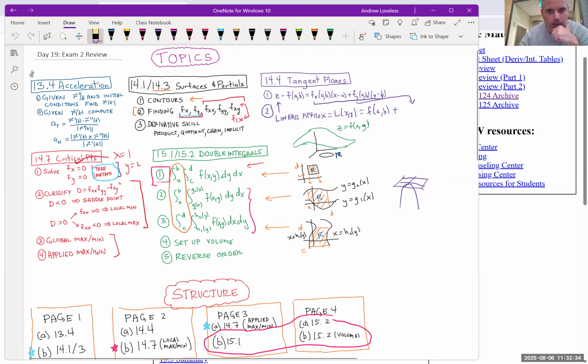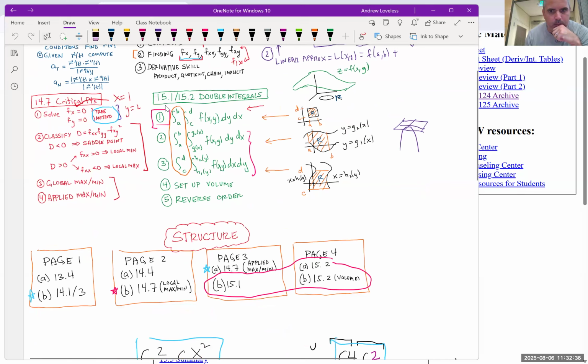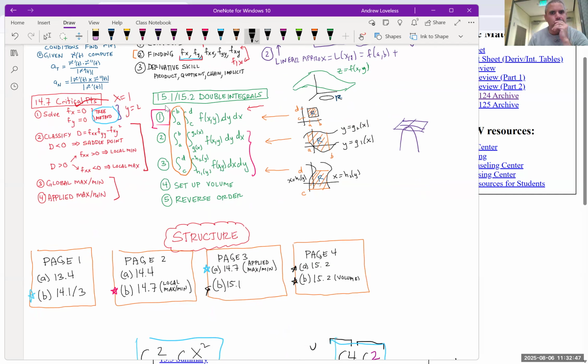So I feel like we now have hit quite a few things here. We did a volume, a setup of a volume. We did some sort of first order. We did a little bit of computing. All right, what else would we like to do?